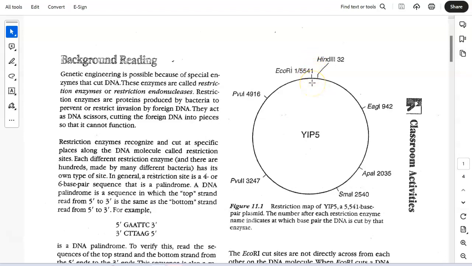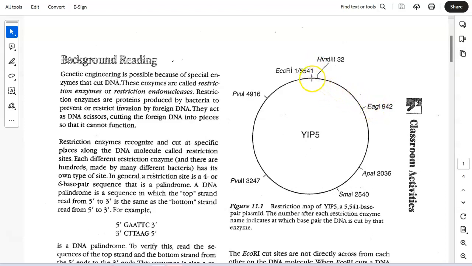So if all I did was cut this with EcoRI, I would simply go from having the DNA in a ring to having a 5,541 base pair long DNA sequence. But now it has been cut there, so it's just like a chain that has been opened. But if I cut this with both EcoRI and EagI, which is what number 10 asks you to do, I'm going to wind up with two fragments, right? Because I will have cut it here and I will have cut it here.